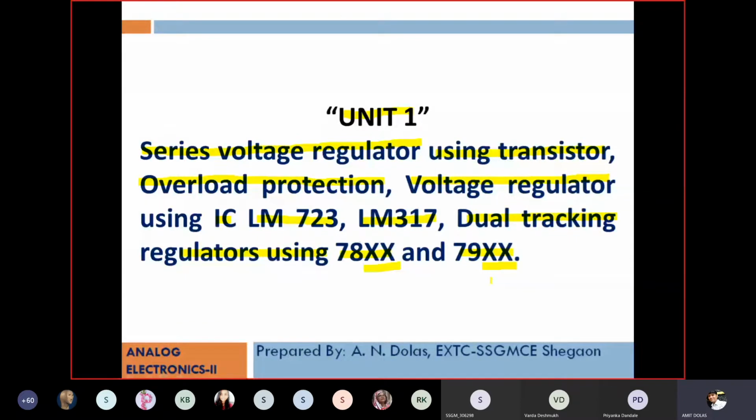We may combine these ICs together and have a dual power supply, that is plus minus 12 volt, plus minus 5 volt, plus minus 15 volt. Likewise, we may have an unbalanced power supply like plus 15 volt and minus 5 volt. We can do that also.